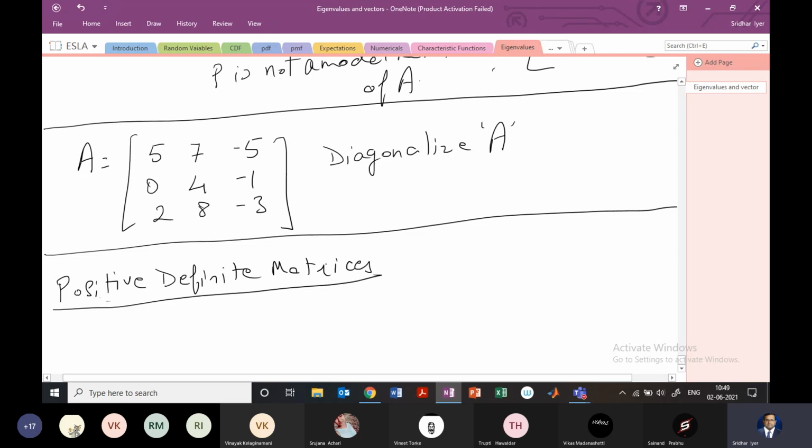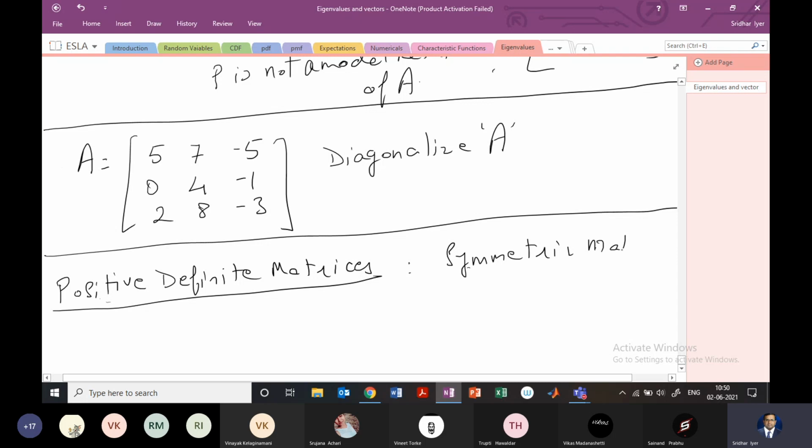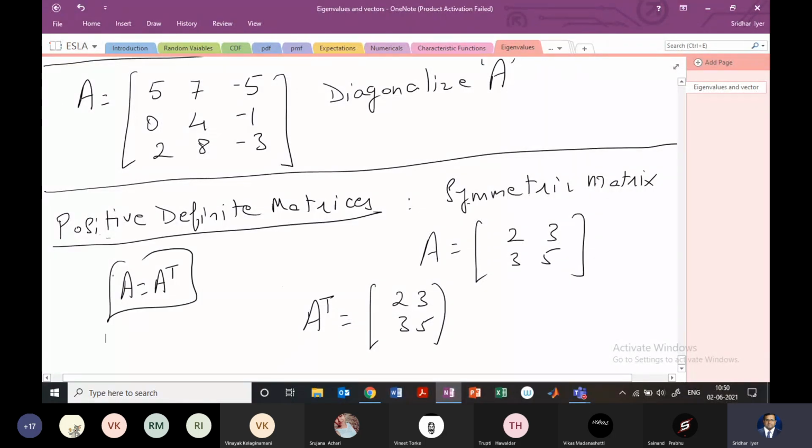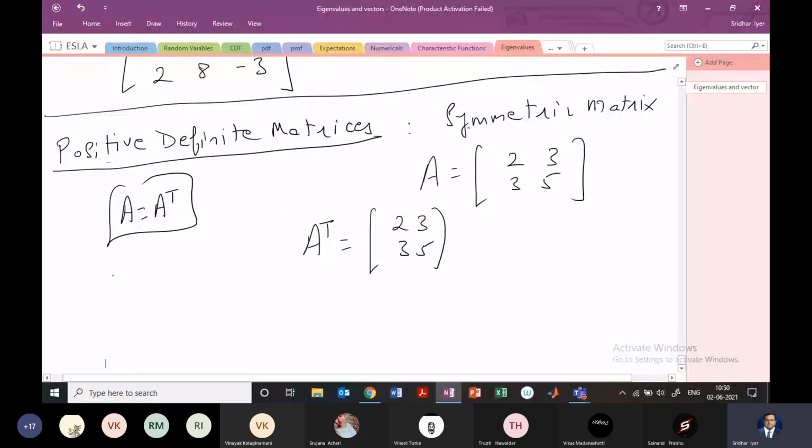So the idea here is, if you have a symmetric matrix, let us take an example, A as 2, 3, 3, 5, right? If you have a symmetric matrix, then you can see that if you transpose this matrix, the answer that you will get is 2, 3, 3, 5. That means for a symmetric matrix, A equal to A transpose. So this is the base on which positive definite matrices are based, right?